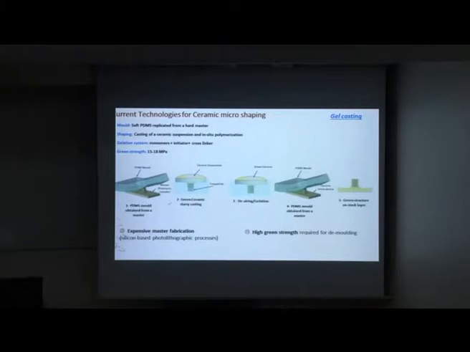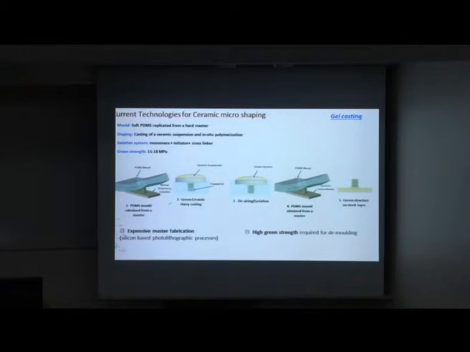The other technology is called gel casting. In this case, we have a soft PDMS mold replicated from a hard master, and compared to VPP, this technique has the advantage that the mold can be reused. We can use the mold several times. We replicate the mold from a master, which could be polymeric or metallic, and we cast the suspension inside this mold. After gelation or in-situ polymerization of the suspension, we remove the green body, and then we have the ceramic micro device.